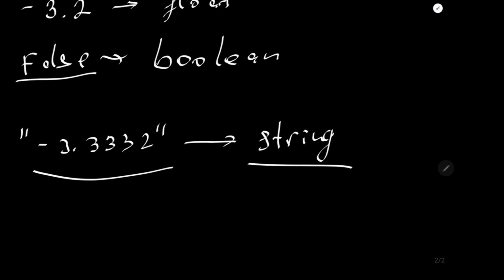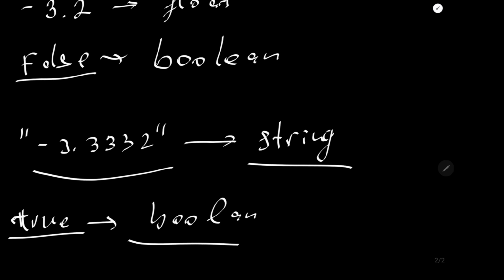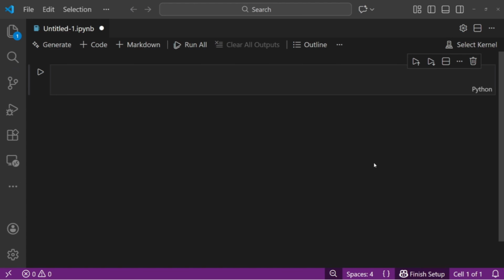Okay, the last one. What's the type of True? It's boolean. Yes, right, boolean. As you know, True and False, we will usually use that in our future lessons. Okay, let's get to our notebook.